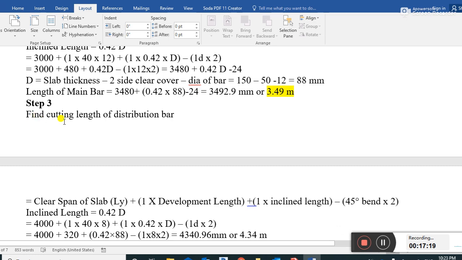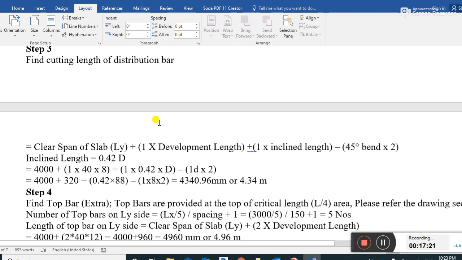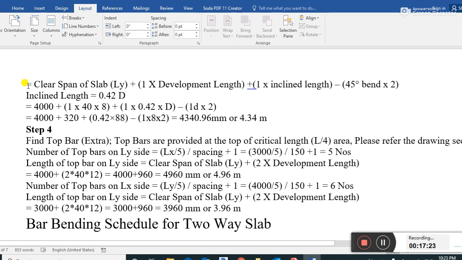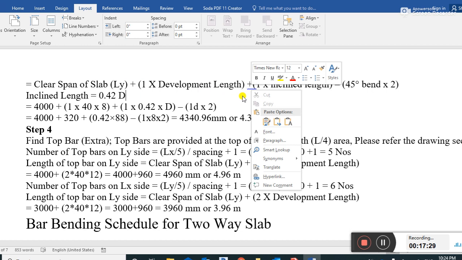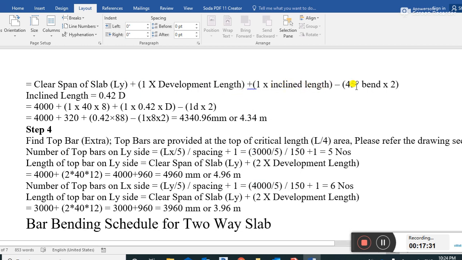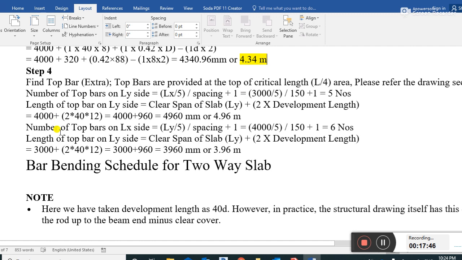Guys, now find the cutting length of the distribution bar. Clear span of the slab Ly plus 1 into development length plus 1 inclined length minus 45 degree bend into 2, inclined length equal to 0.42d. After putting all values, the value is 4.34 meters.